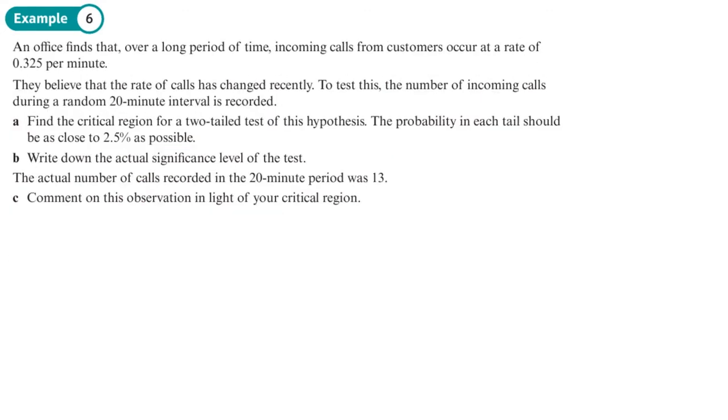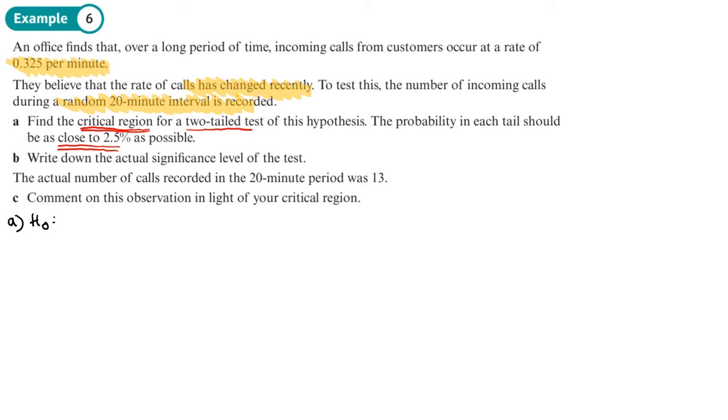Right, an office finds over a long period of time incoming calls from customers occur at a rate of 0.325 a minute. They believe that the rate of calls has changed, two-tailed test, and the number of incoming calls during a random 20-minute interval is recorded. What do we need to do in part A? Find a critical region. So what number of calls is going to suggest a change? Two-tailed test. Now this time the probability in each tail should be as close to 2.5%, so not below 2.5, but close to 2.5 as possible.